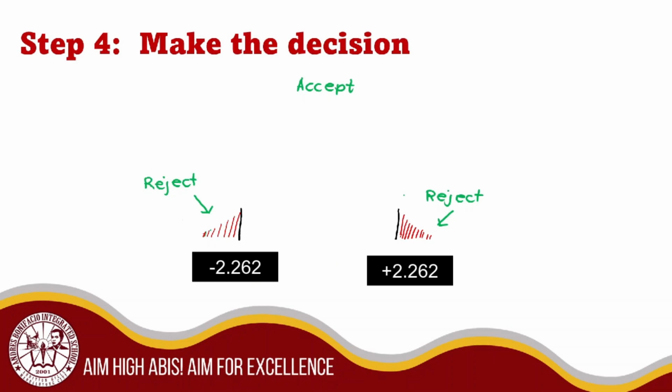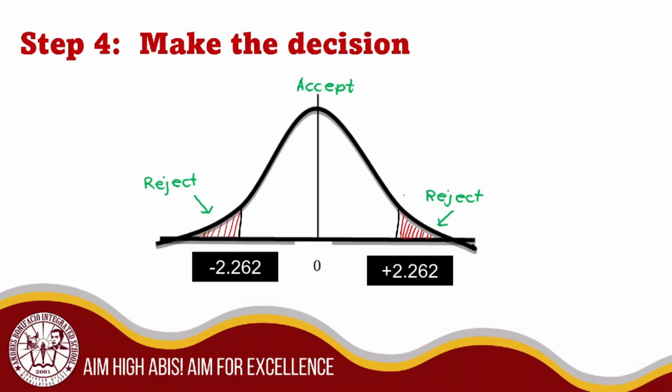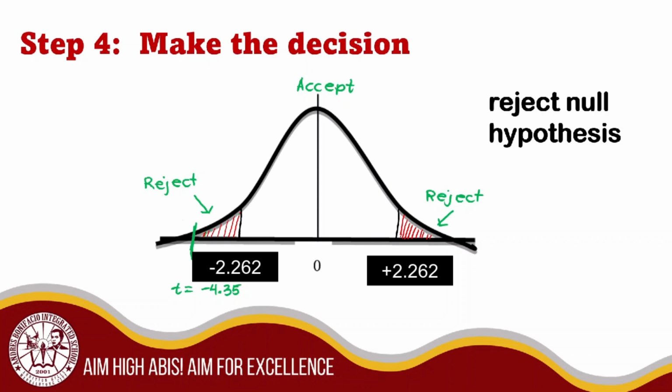So, let's now move on to step 4, wherein we make the decision. Since t is negative 4.35, where is it on our curve? It is here. So t equals negative 4.35. Does it fall in the rejection region? Yes, t falls under the rejection region. Therefore, what is our decision?